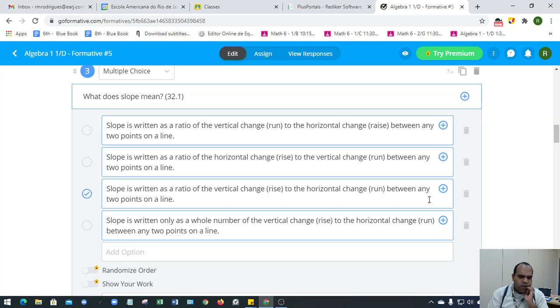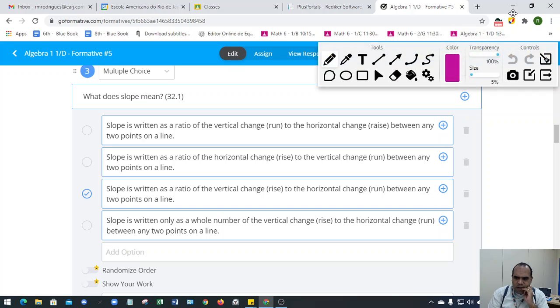No, vertical change is not run. This one, no. Number 2, slope is a ratio of the horizontal change, rise? No, wrong again, the horizontal change is not the rise. The last one: the slope is written only as a whole number. No, we write it as a fraction all the time. And here is my correct answer. Slope is written as a ratio of the vertical change, rise, to the horizontal change, run, between any 2 points on a line. Great.